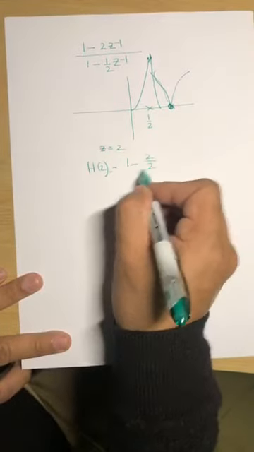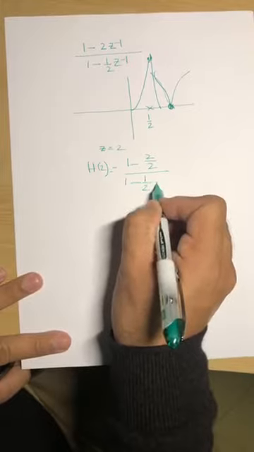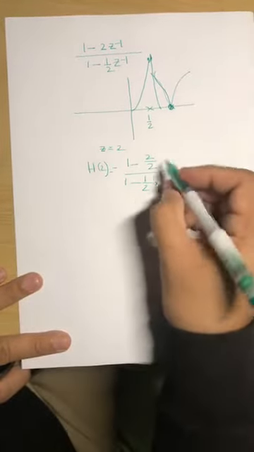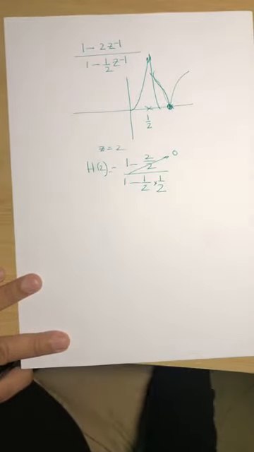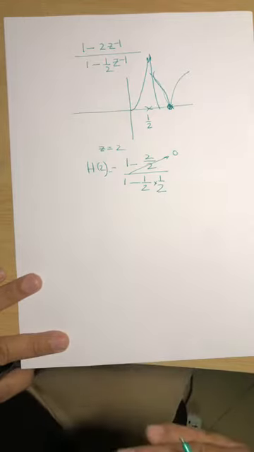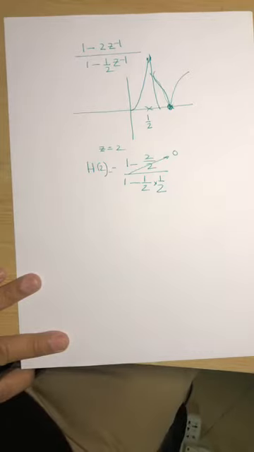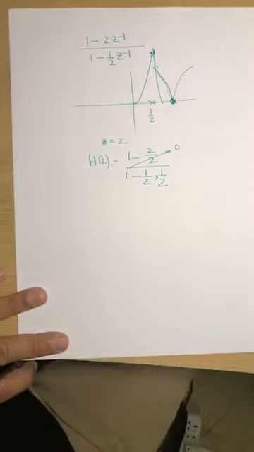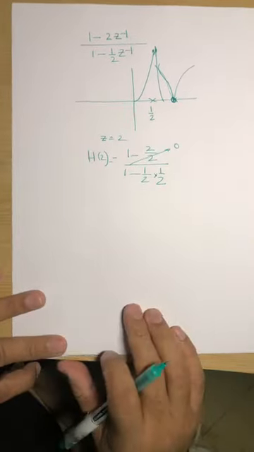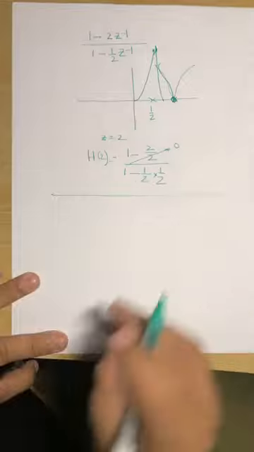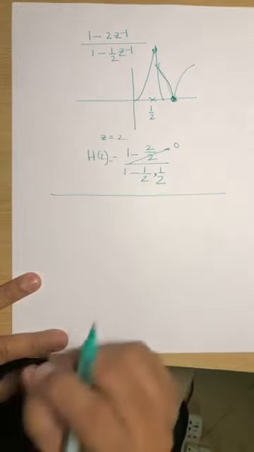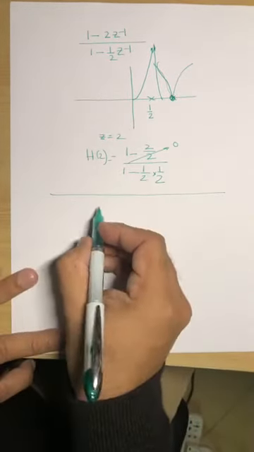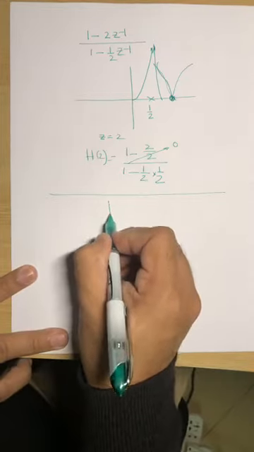1 minus 2 over 2, over 1 minus half into 1 over 2. So 1 minus 1, this will be 0. So the expression will be 0. So that's why it is called a zero of the system, because it will make the transfer function equal to 0. It will hit 0 and the pole will hit infinity. So those are the poles and zeros of the system. And now we know why they are called poles and zeros. So now we need to move towards figuring out the stability of the system. Remember that stability is this.